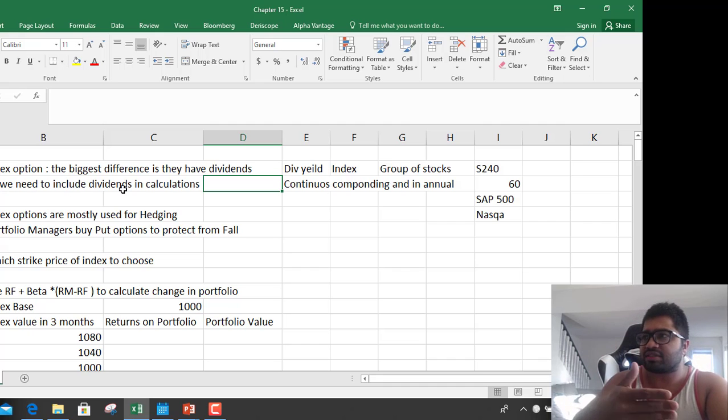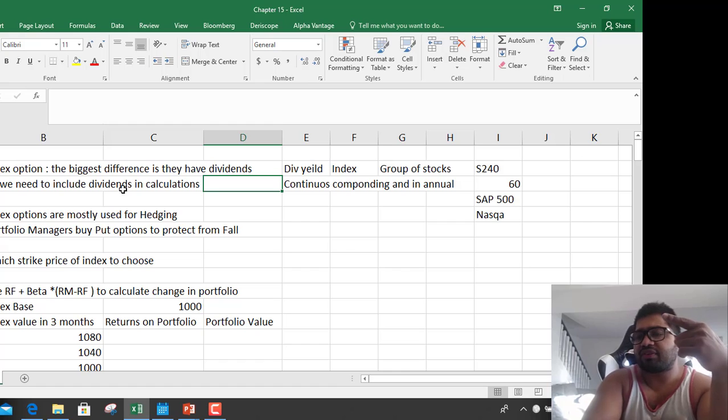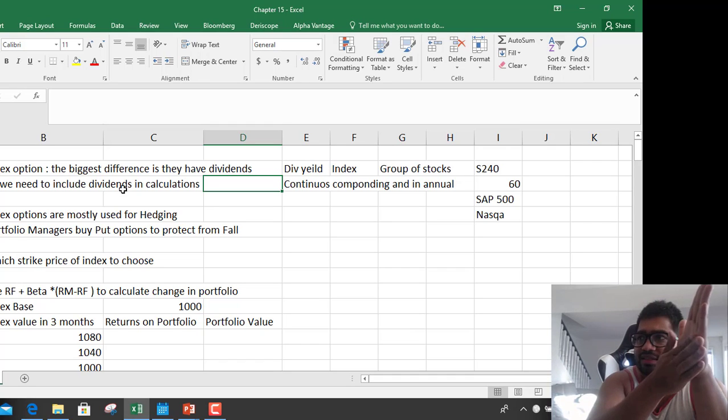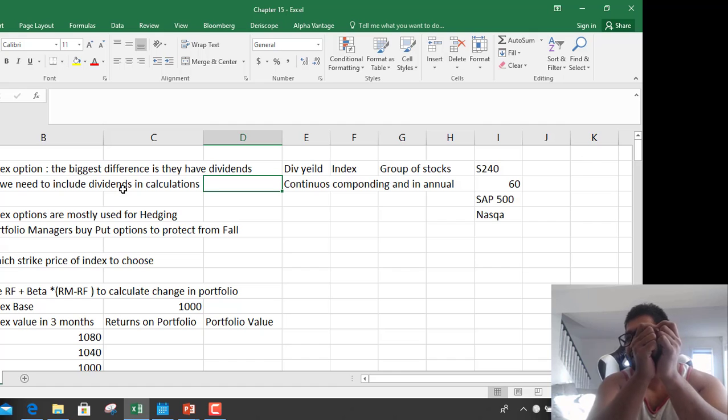So all the calculations that we have done till now, the lower bounds and upper bounds of options, option pricing using the Black-Scholes model, and option pricing using binomial trees, in all of these you have to modify the formula to include dividend yield.